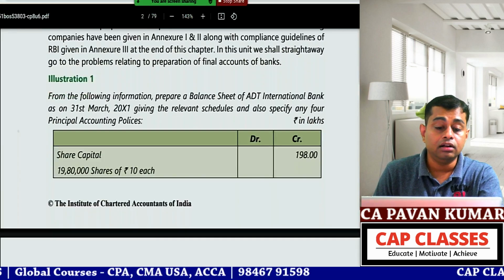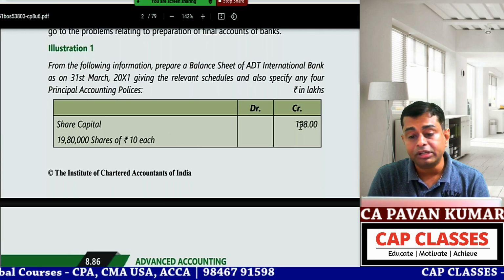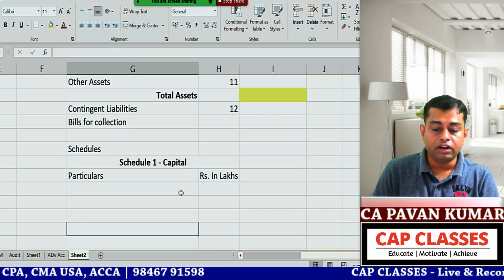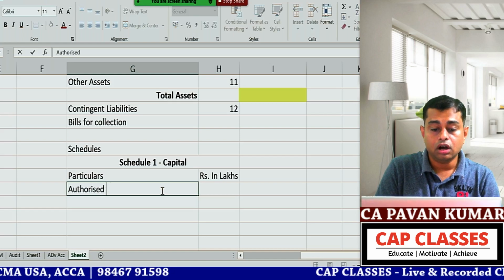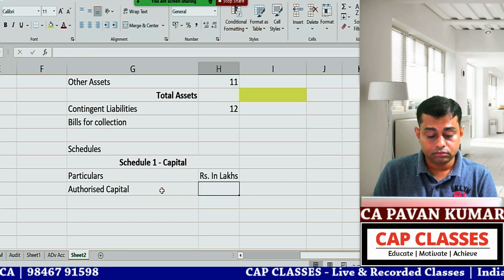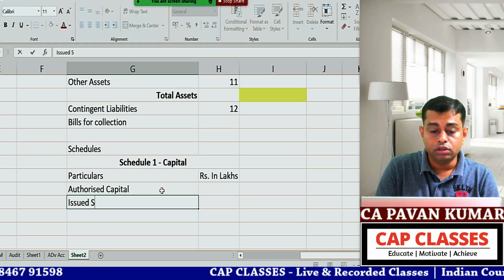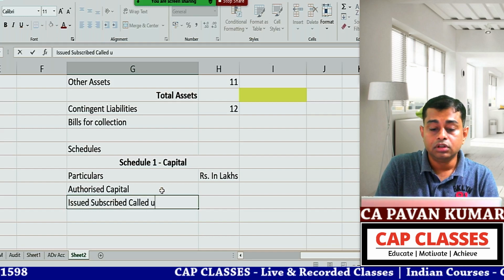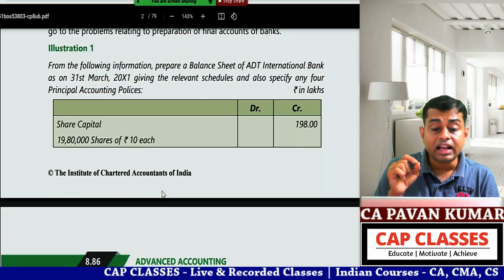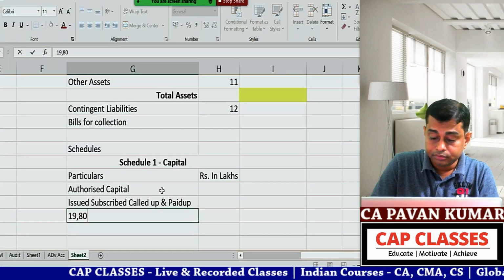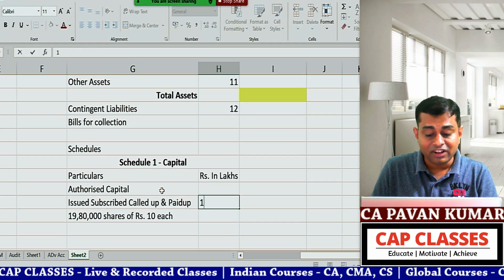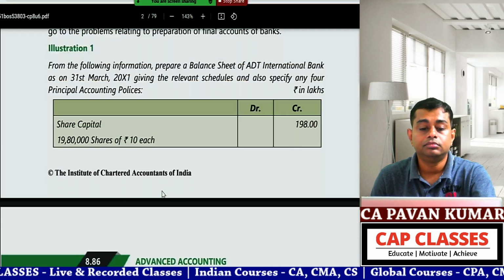Share capital: 19,80,000 shares of 10 rupees each, 198. Where should I write? Schedule 1. In schedule 1 we'll write capital. Authorized capital: no data, sir. Then issued, subscribed, called up and paid up: 19,80,000 shares of rupees 10 each. So how much is it? 198. Yes, 198, sir. That's all.